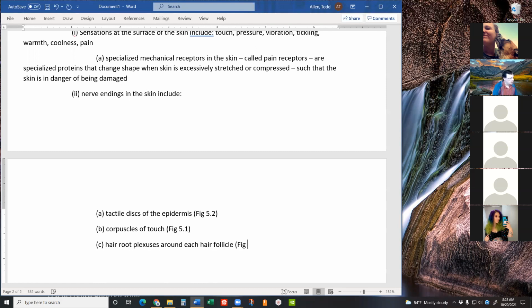And that is figure 5.4. Okay, all right, folks. So suffice it to say, we get to enjoy the experiences of life at the surface of our skin because of a variety of nervous system structures embedded in the fabric of the skin.